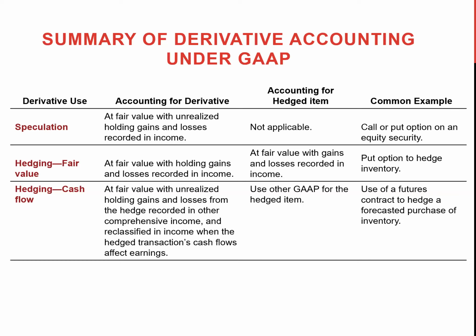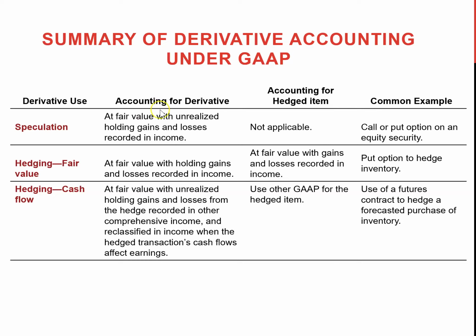So this is the summary of the derivative accounting that you learned so far, and you also learned at the beginning that there are several reasons why a company can invest in different derivatives. One of the major reasons is speculation, where the company can predict that the stock price may go up or down. So instead of purchasing those stocks, the company can invest in call or put options.